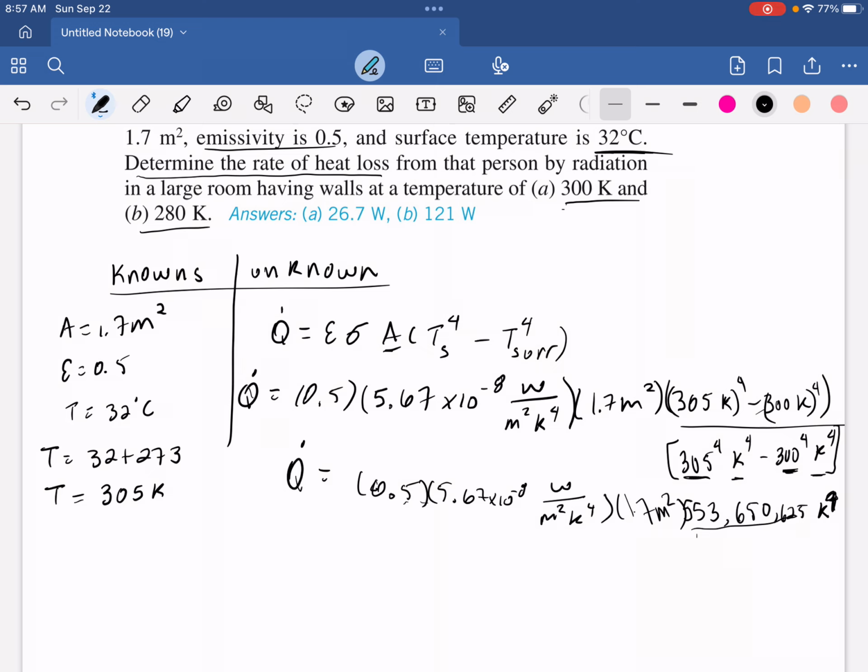You do all the math, so then the rate of energy transfer is just going to be 26.7 watts, because kelvins to the fourth cancel out, meter square cancel out, so the only unit I end up with is just watts. And that's my final answer. All right, that's all.